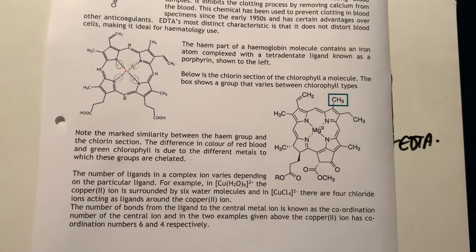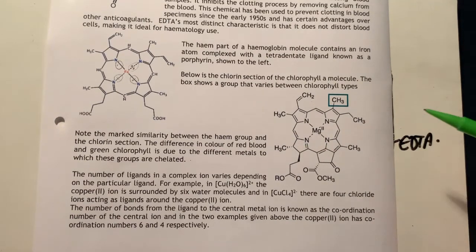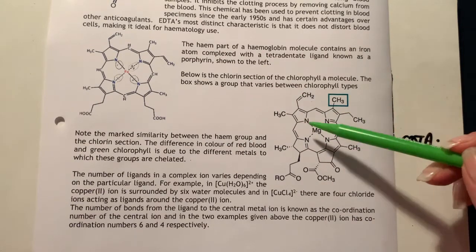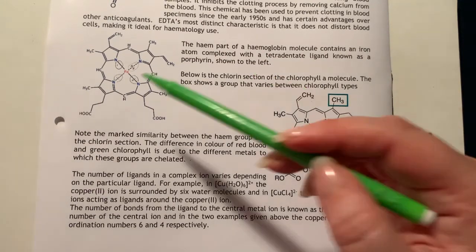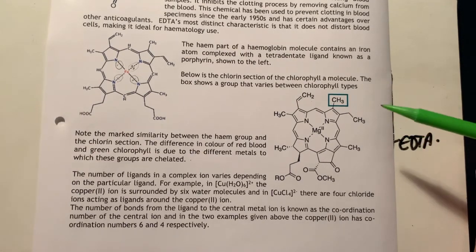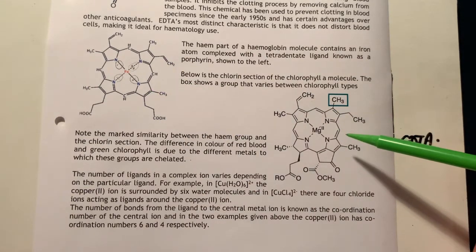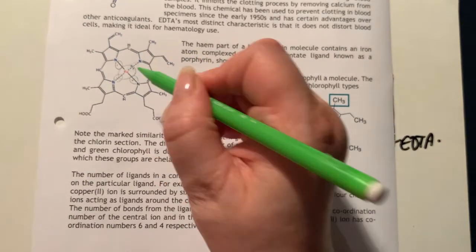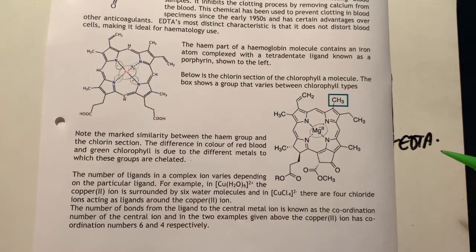The difference in colour of red blood cells and green chlorophyll is due to the different metals to which these groups are chelated. If you note the marked similarity between the heme group and the chlorine section, where this ring structure is remarkably similar comparing the two, and that would be a product of evolution. There are other reasons for the differences in these colours, but one of them for sure is the metal ion at the centre and the effect that has, which we will come back to later.